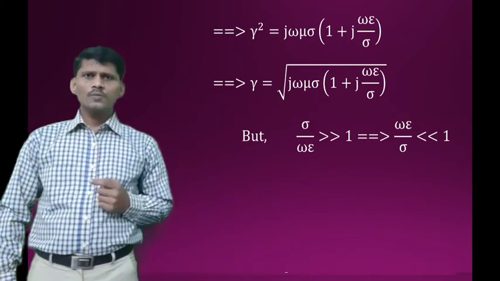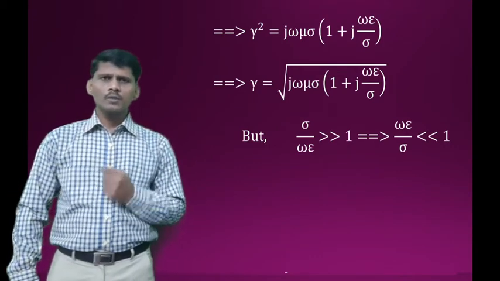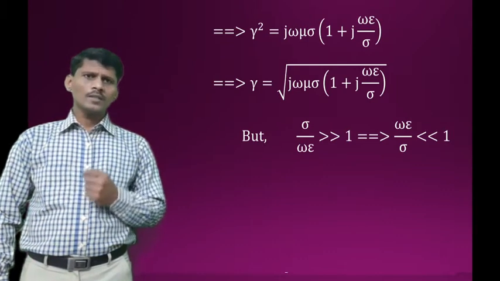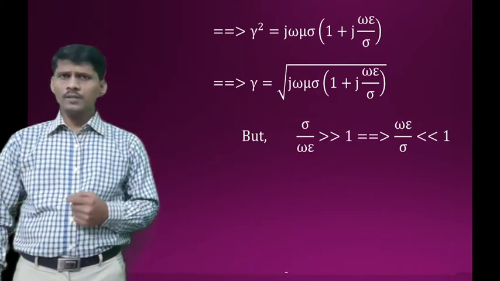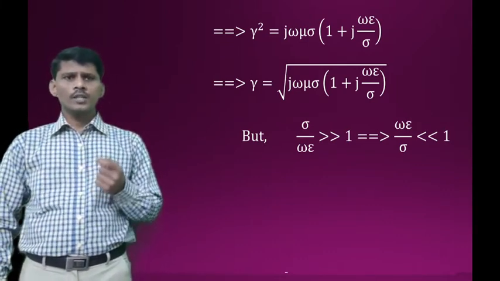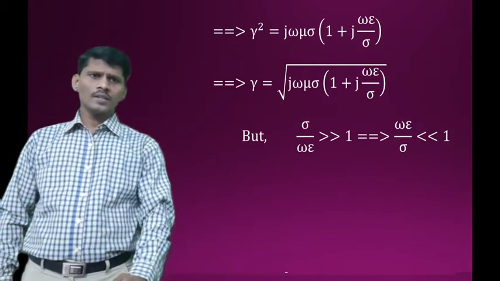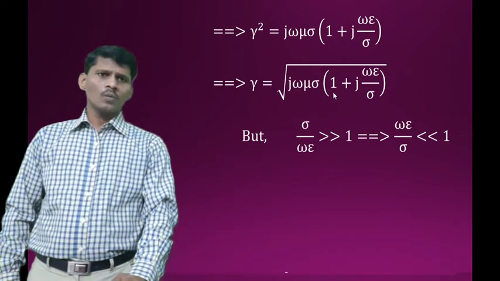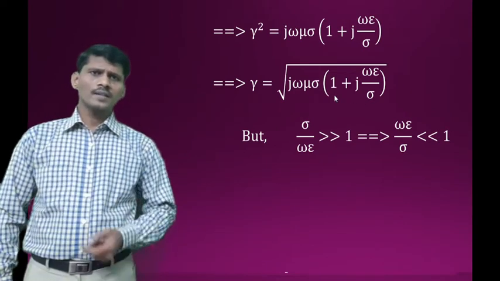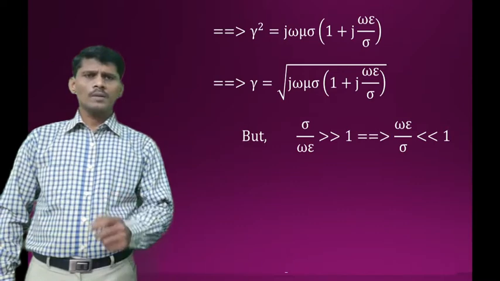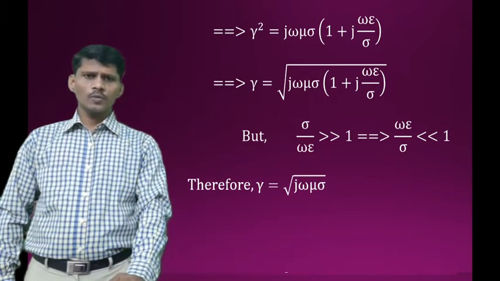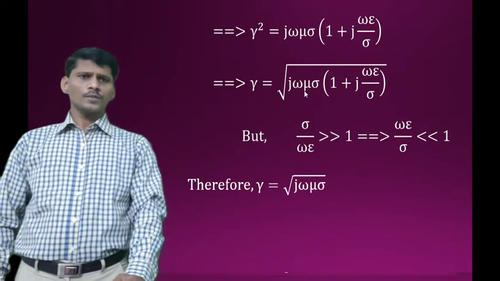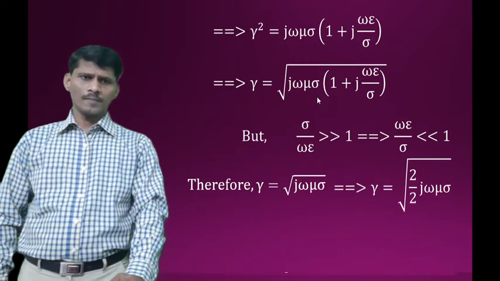So what is the condition for the good conductor? Sigma by omega epsilon is very much greater than 1. Sigma by omega epsilon is very much greater than 1 means omega epsilon by sigma is very much less than 1. So now here in this term, compared to omega epsilon by sigma, 1 is the larger value. Because of that, neglecting the omega epsilon by sigma value, the propagation constant gamma is equal to square root of j omega mu sigma.